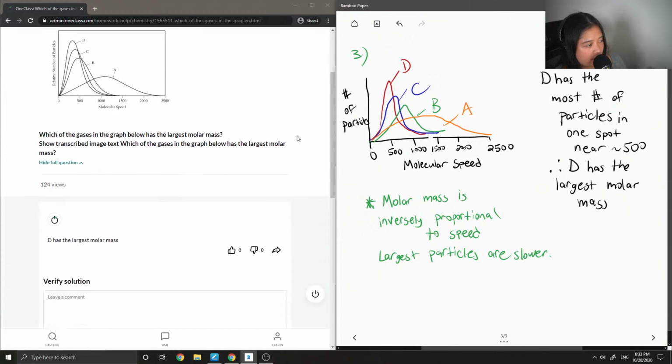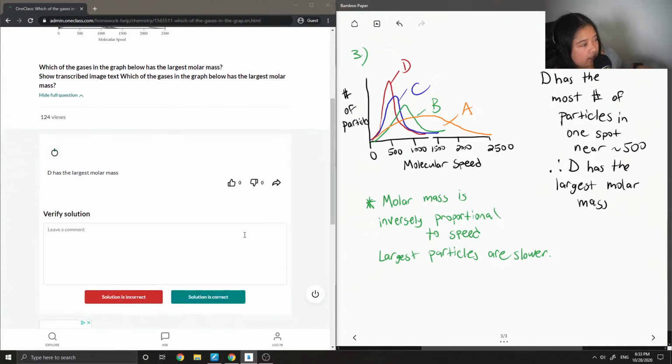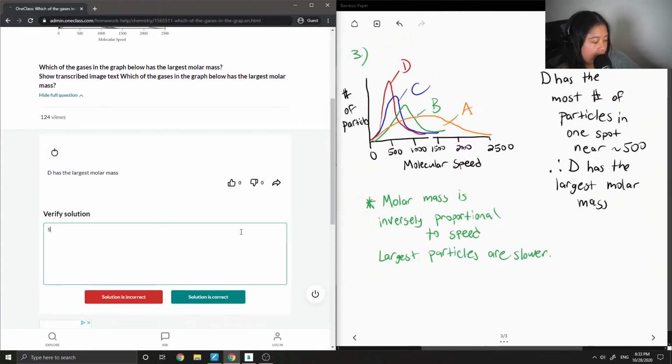So let's see the answer from our junior tutor. D has the largest molar mass. So this solution is correct.